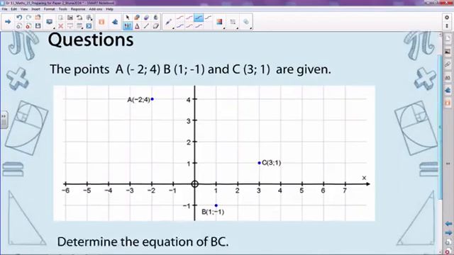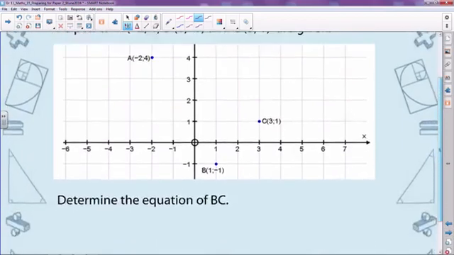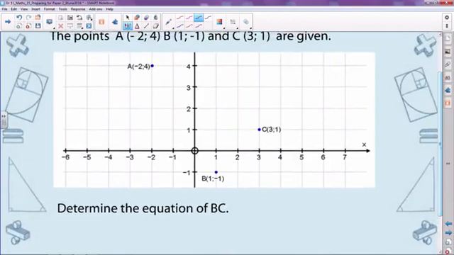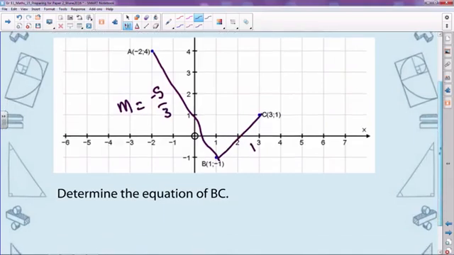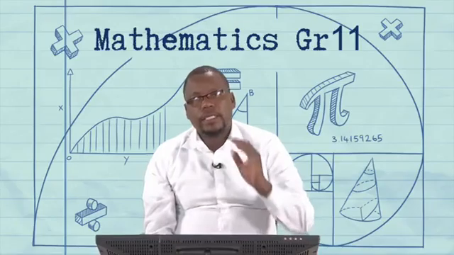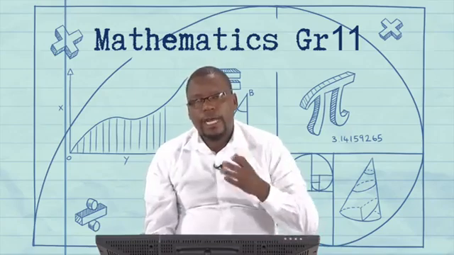Now, still on the same question, right? Let's indicate the things that we have so far. We have the gradient of this one is minus 5 over 3, and then the gradient of that line is 1. Okay, so the rest we have not yet found. They're now asking us to find the equation of BC, right? So the gradient is 1 there. We need to work out what is the equation of line BC.